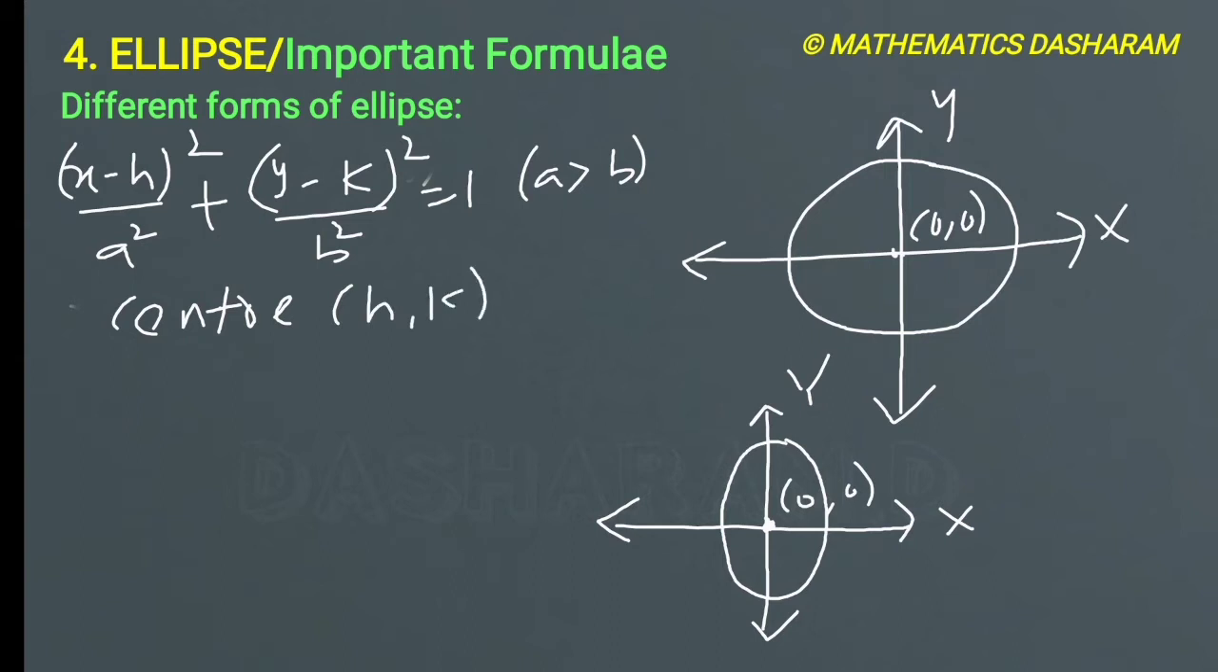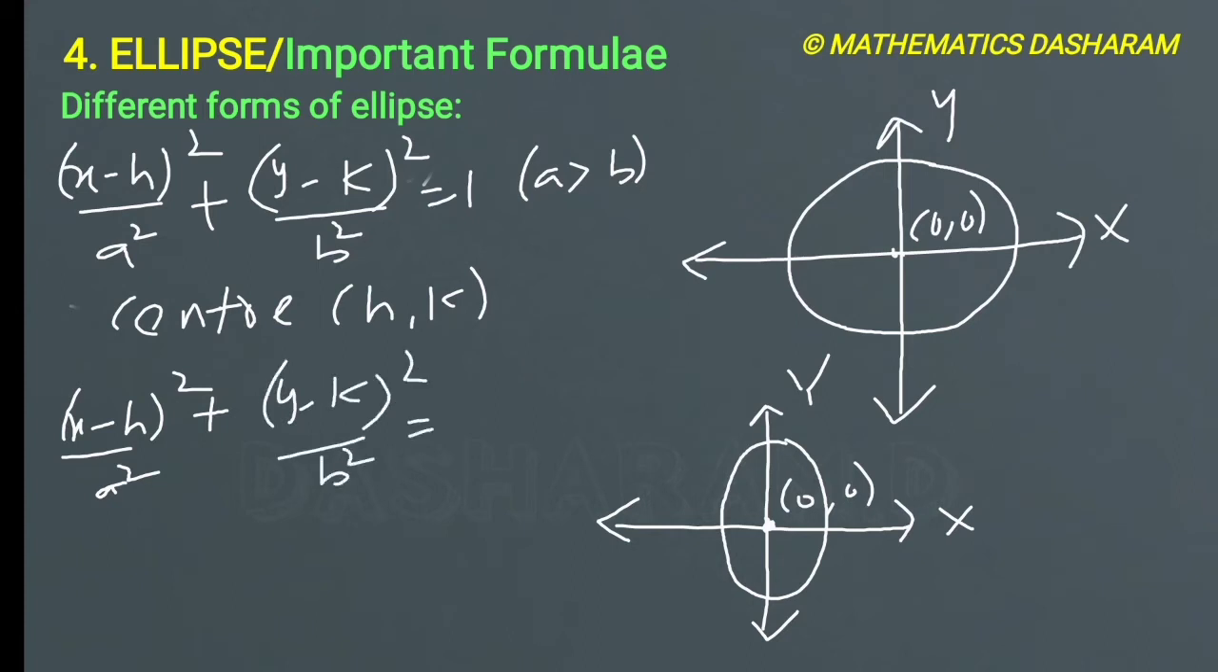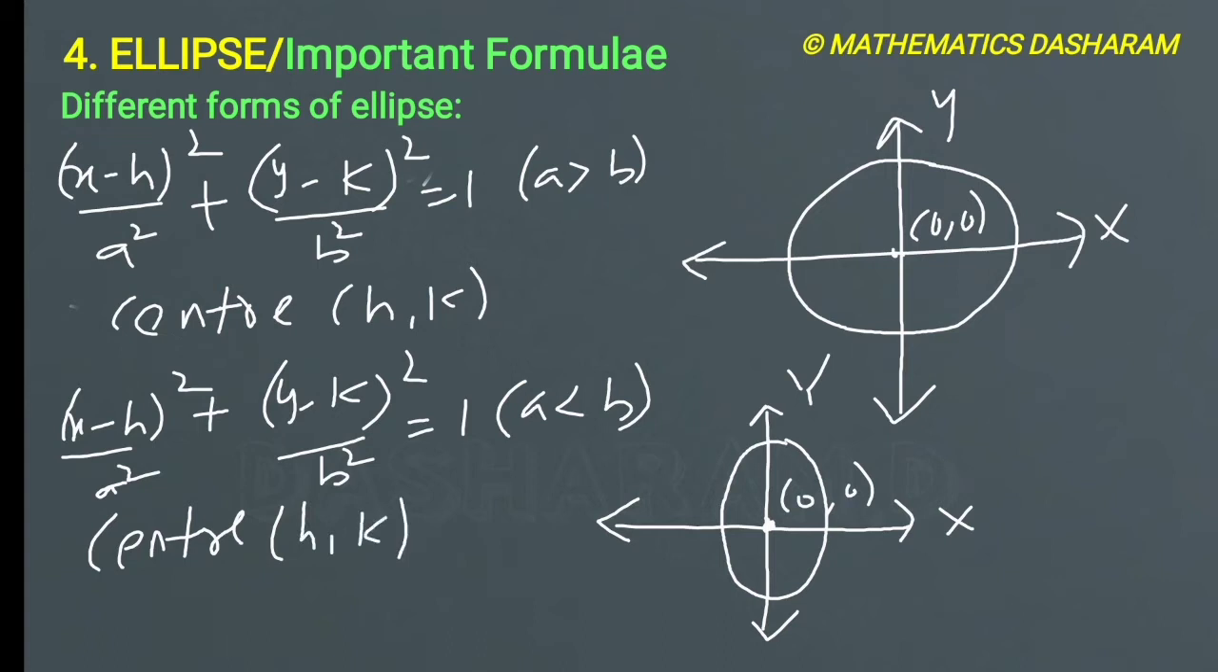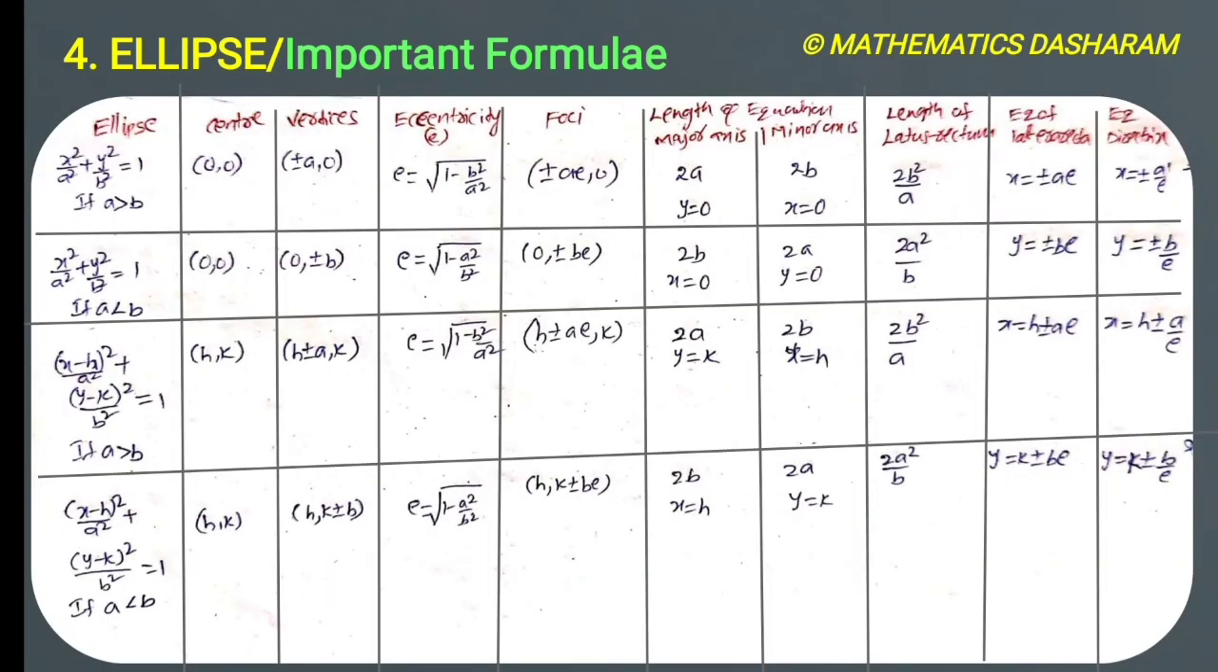Next, the fourth form of the ellipse is the same: (x minus h) whole square by a square plus (y minus k) whole square by b square equals 1, where a is less than b, and its center is the same, (h, k). So these are the four different forms of the ellipse. This is one important table, which is useful to solve the problems from the exercise.